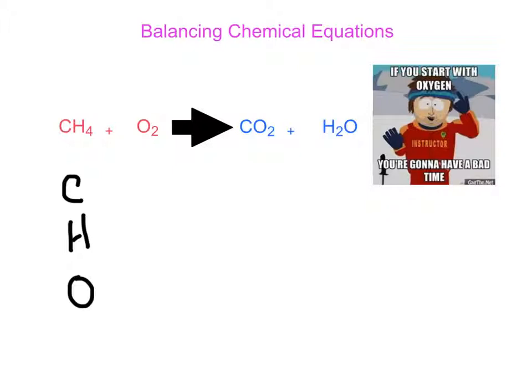So the next thing we're going to be doing is taking a look at how many of each of these we have in our reactant side. For carbon, we have one. You'll see that there's only one element of carbon. There is no number after it. Hydrogen then would be 4, and oxygen we would have 2.